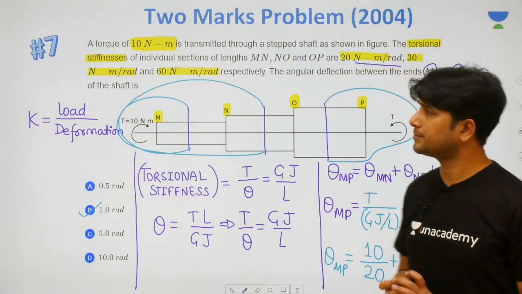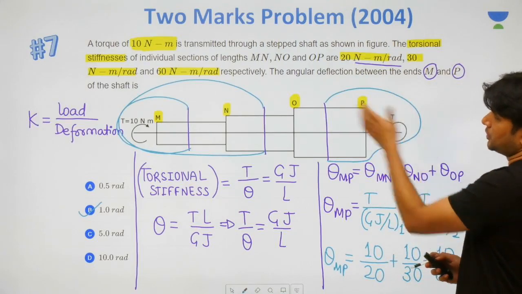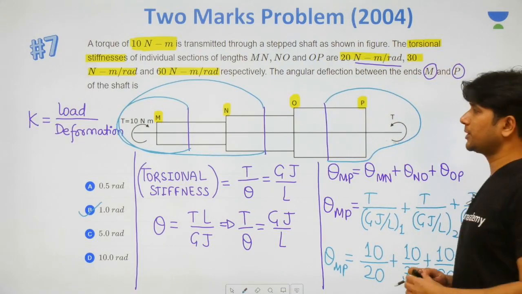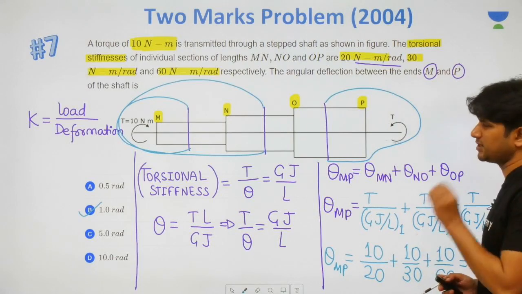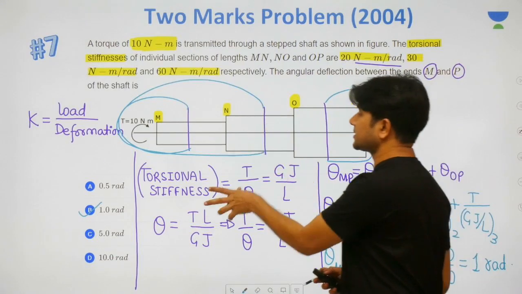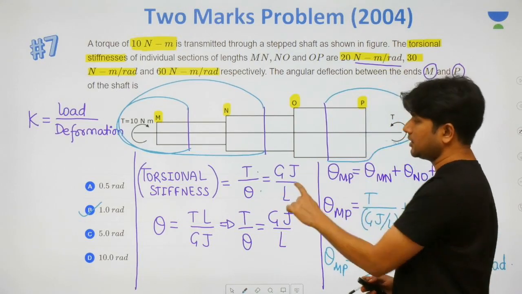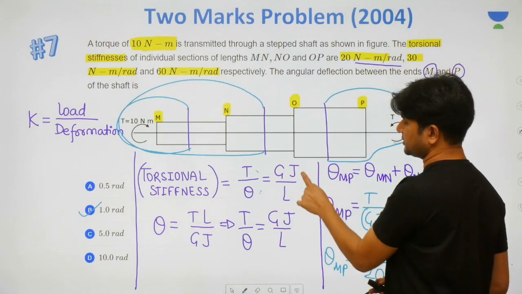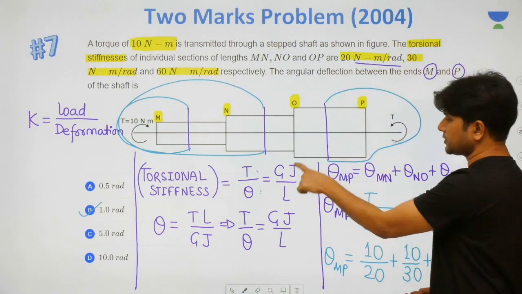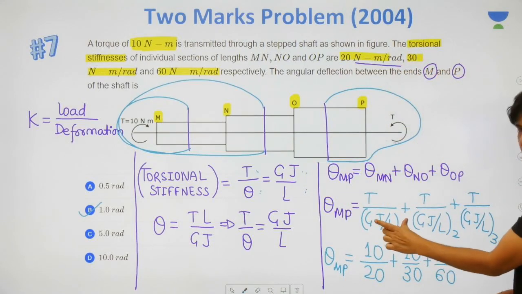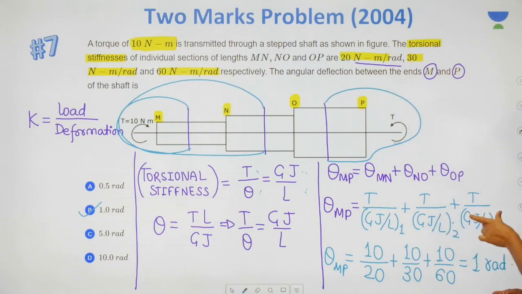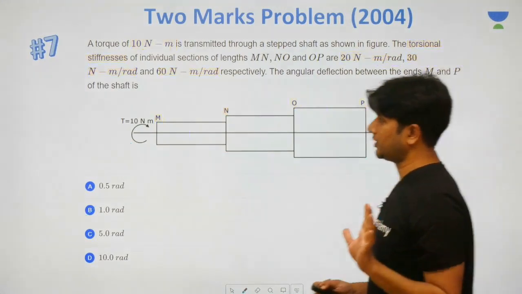So this was a very simple problem where total angle of twist had to be calculated, and we just needed to know what stiffness is. Stiffness is load divided by deformation, and T by theta is nothing but GJ by L. So we used torsional stiffness values to calculate the GJ by L values.